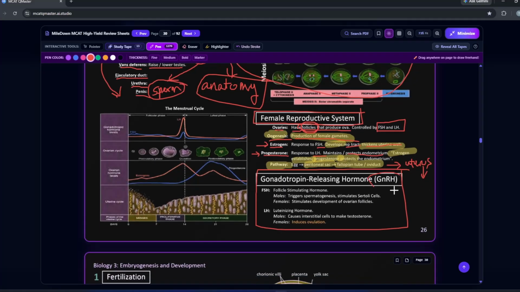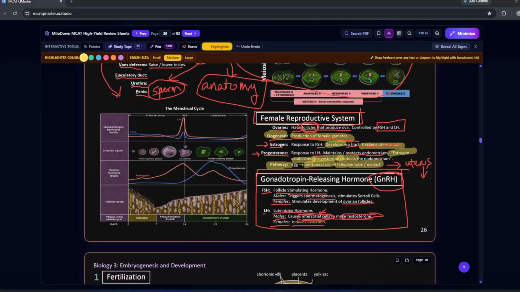So GnRH is another hormone as well, and FSH is the follicle stimulating hormone. In males it triggers spermatogenesis, and for females it stimulates the development of ovarian follicles. And then the LH, the luteinizing hormone, in males it causes interstitial cells to make testosterone. So you should know what these cells are, interstitial, and you should know what testosterone is, by the way. And in females, it induces ovulation. So I'm going to go over some of the male stuff first, and then all the female stuff after.